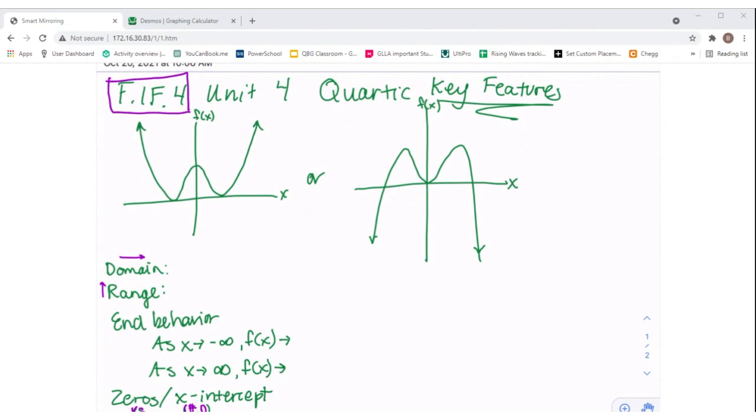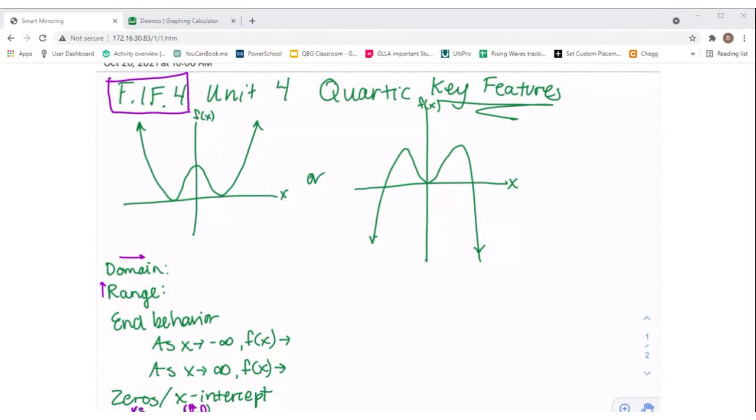This is the video for FIF4, Unit 4, on quartic functions, quartic key features. And you might recognize that FIF4 comes from a lot of units. There's FIF4 in Unit 2, which talked about quadratics, so basic parabolas. Unit 3 had FIF4 and it talked about cubic functions, and now Unit 4 is about quartic functions.